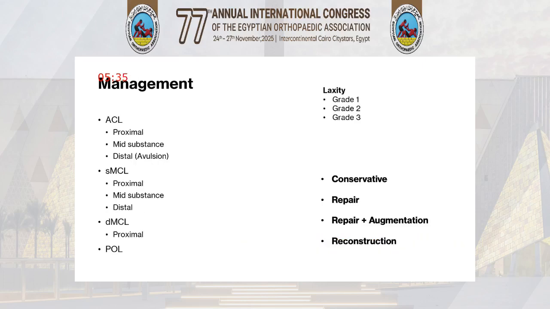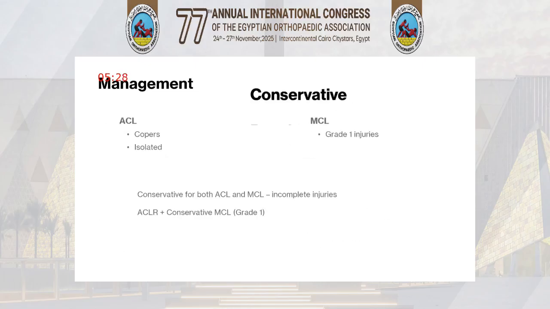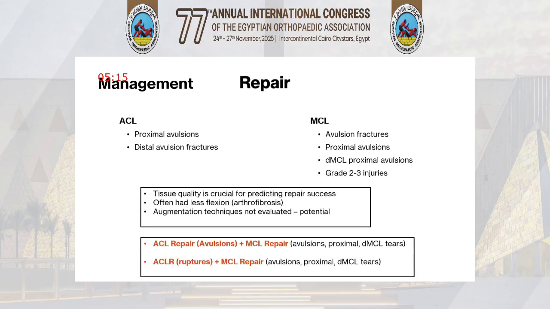Management would depend on where the tear is and the grade of laxity, and we have seen the options of management in the previous slides. Conservative management for both ACL and MCL is offered in incomplete injuries. Another option is ACL reconstruction where indicated, and conservative MCL. Early repair is offered for avulsion fractures, proximal avulsions, deep MCL proximal avulsions, grade 2 to 3, and distal avulsions.